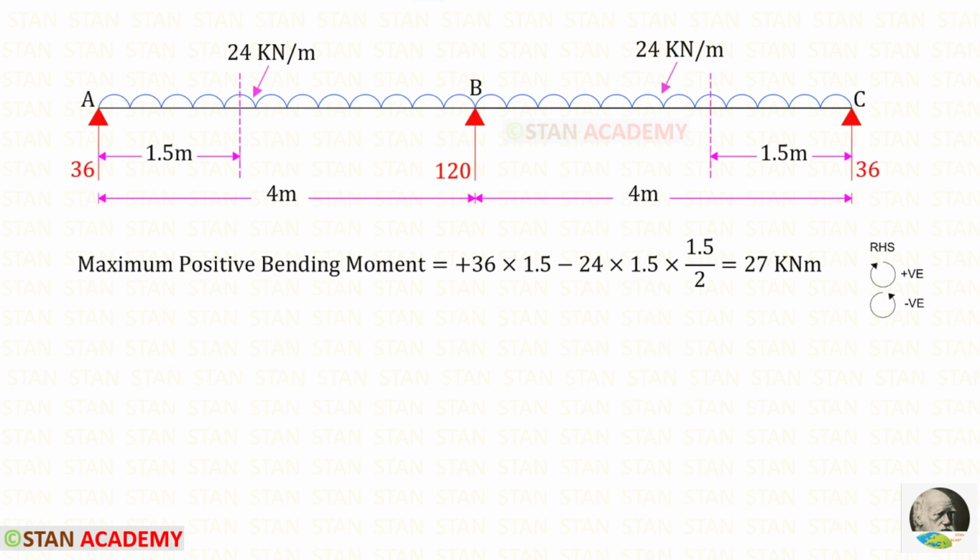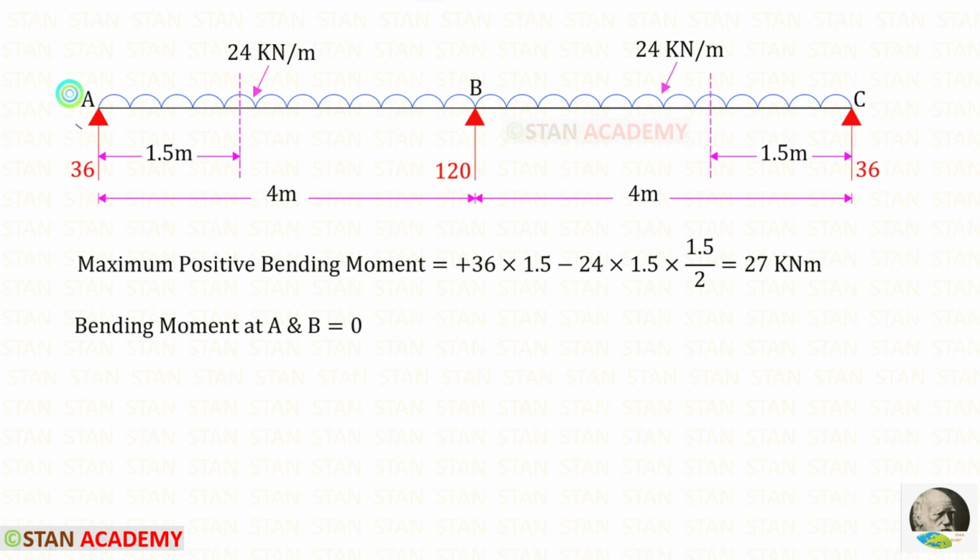Now let us find the maximum positive bending moment. RA is acting in the clockwise direction so it will be positive and the distance is 1.5. The UDL is acting in the anti-clockwise direction so it will be negative. With the UDL, we have to multiply the distance and then the distance by 2. For the maximum positive bending moment, we will get 27 kilonewton meter. So in these two sections, the moment will be 27 kilonewton meter.